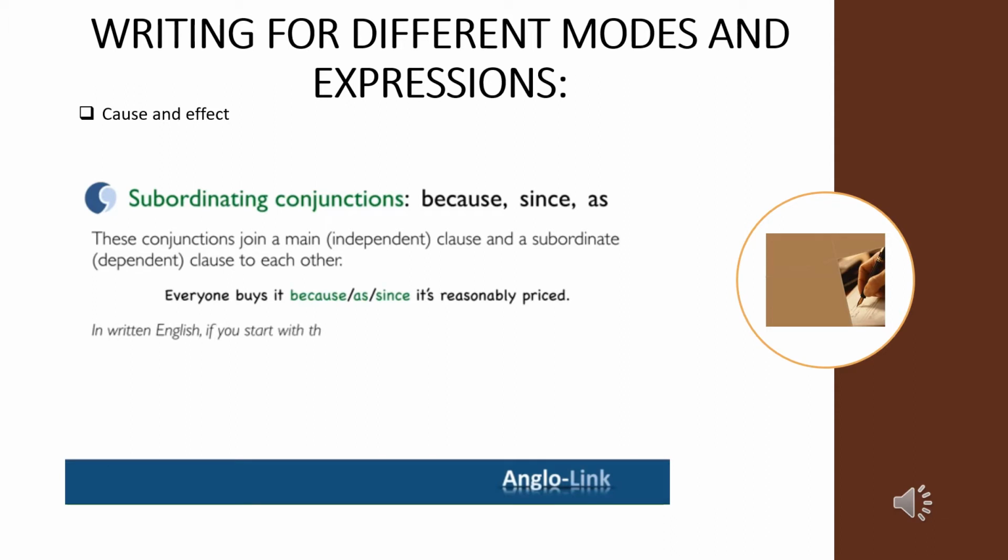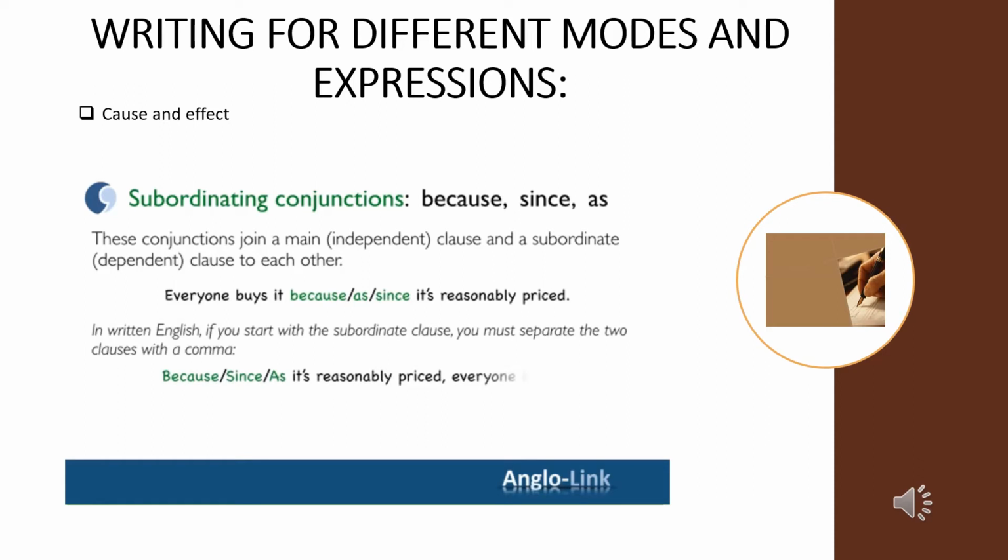In written English, if you start with the subordinating clause, you must separate the two clauses with a comma. Because, since, as it's reasonably priced, comma, everyone buys it. As and since are more formal than because. However, all three can be used for both speaking and writing.